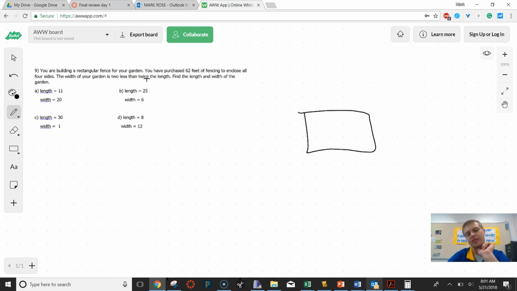Everything's in terms of the length, because the width is 2 less than twice the length. So we're going to have the lengths for both of these, and then we're going to find our width. Our width is 2 less than twice the length. So if we took the length and doubled it, and it's 2 less, that would be minus 2.